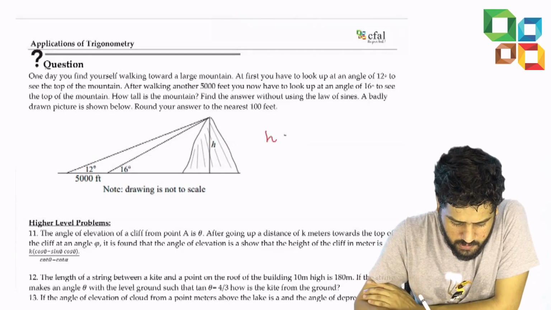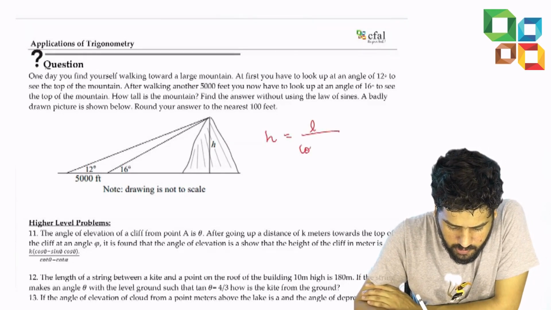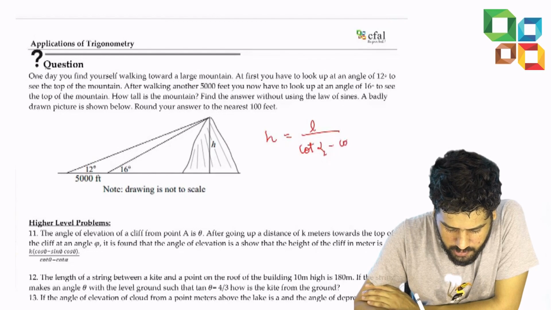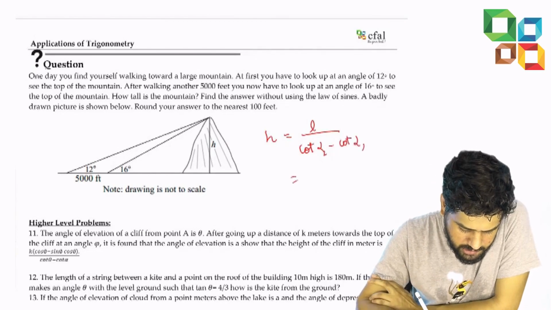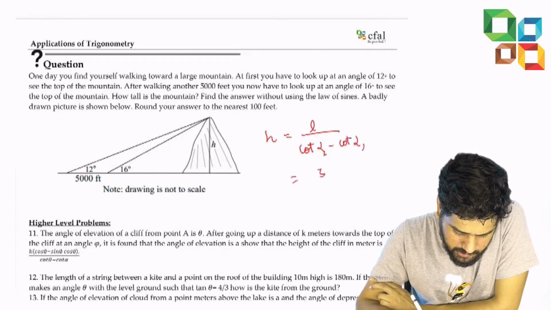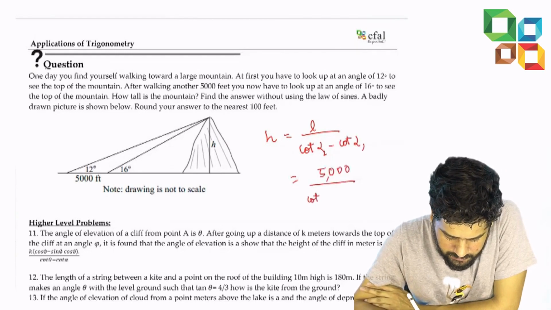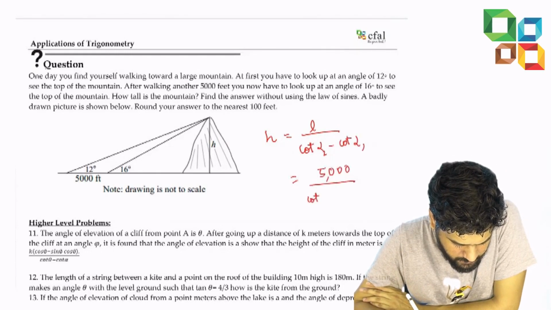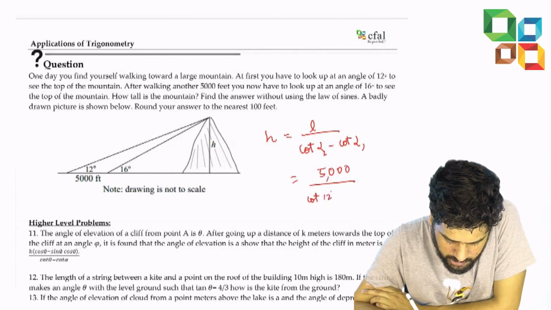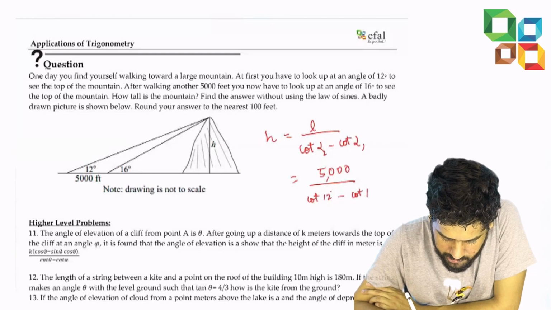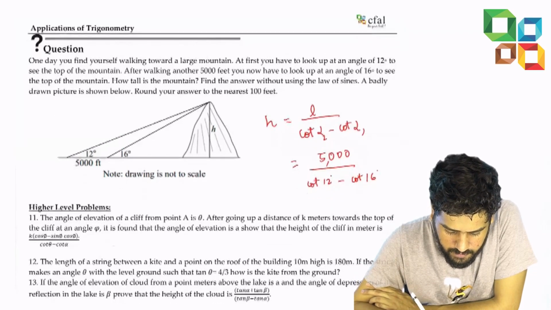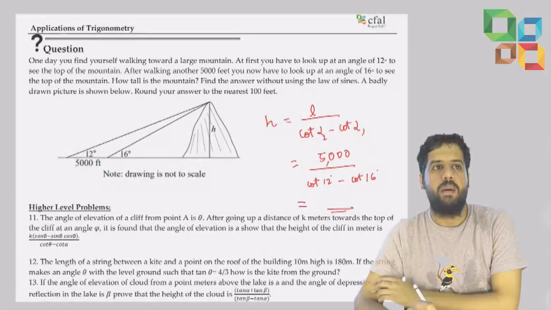So H is equal to, we saw that, L by cot of alpha 2 minus cot alpha 1. So this L is 5000 in this case, by cot of 12 degree minus cot 16 degree. So whatever you get will be the height.